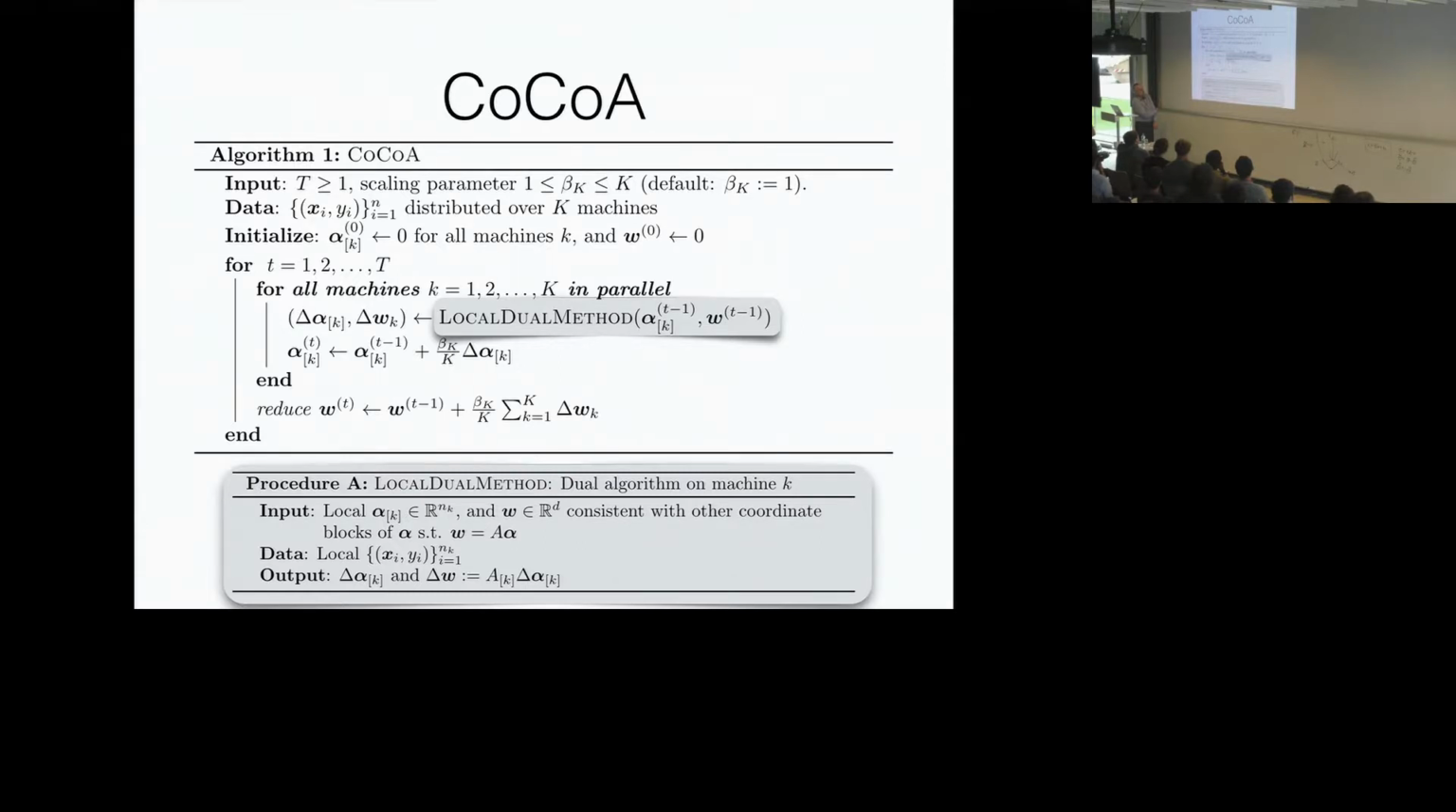I'll let you stare at that for a second. The KKT conditions allow you to convert changes in the alphas to changes in the W's. So right here, if I have the change in the alphas, I can turn that into changes in the W's, and I can go back and forth on the local machine between the primal variables and the dual variables. Okay, so that's COCOA. Now, convergence.